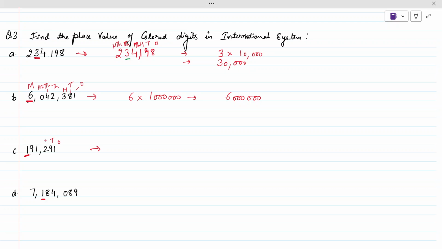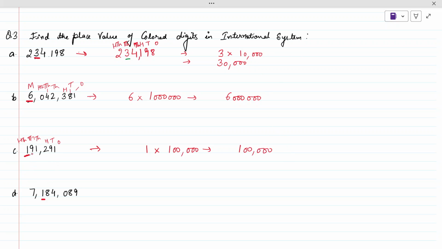We have ones, tens, 100, 1,000, 10,000, and one is at the 100,000 place. So now, since the 1 is at the 100,000 place, we will write this digit first, 1, and multiply it by the place value of 100,000, which is simply 100,000, 1 followed by 5 zeros. So the answer will be 100,000 in the international system.